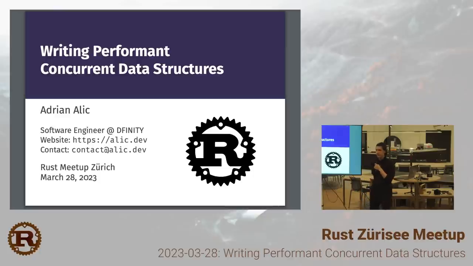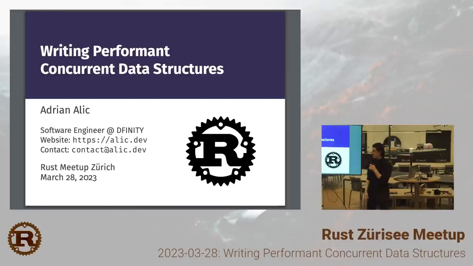Just a short introduction. My name is Adrian Alic. I'm a software engineer at Definity. So my main time is actually spent writing Rust, which I'm really thankful for. And today I'll be talking about concurrent data structures. I recently wrote a crate, which is incredibly cursed. I'll use it as a case study reference throughout this presentation.